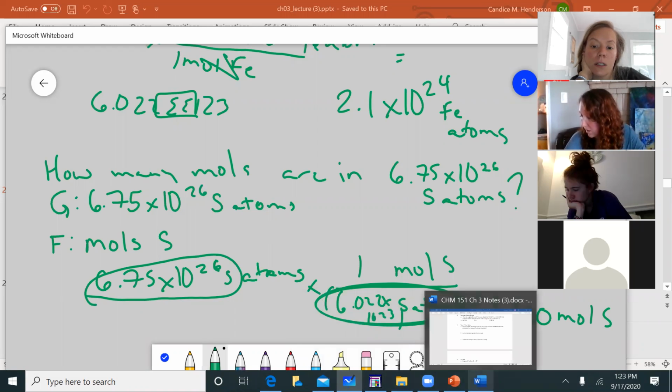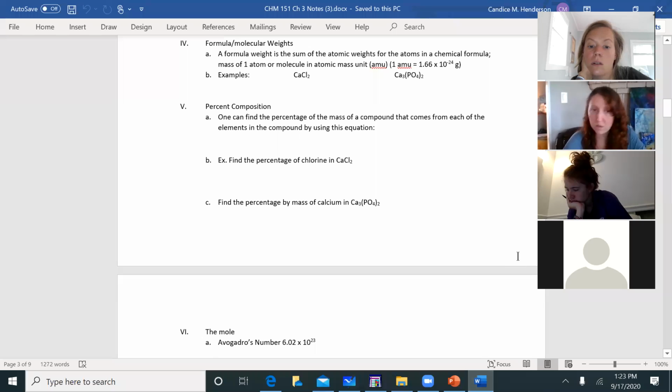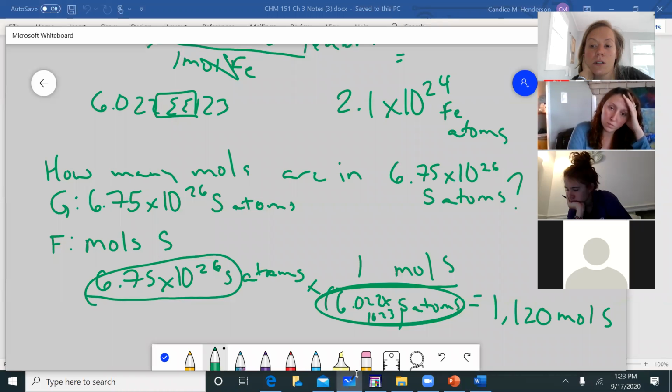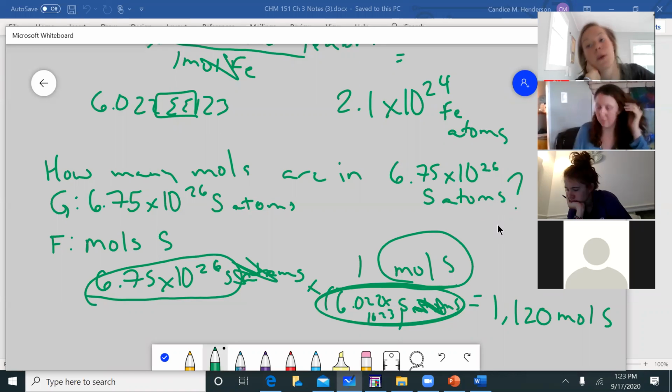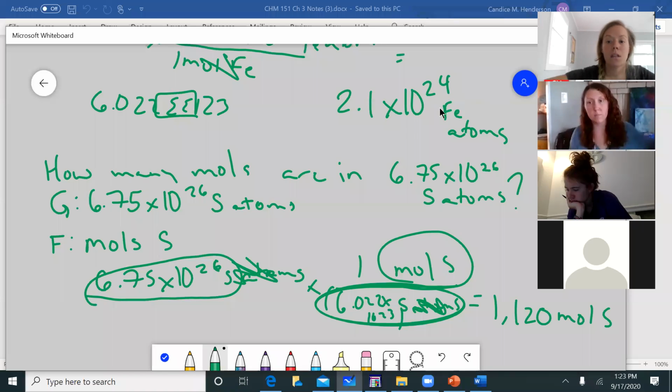Going back to our handout. Sorry, can I ask a question about that? Of course. Do you say moles of sulfur or just atoms of sulfur? Because you took the moles out. No, in this one we took the atoms out. Oh, we did. All right. We started with atoms, we got rid of atoms, and we moved towards moles. In the last problem, we went the other way. I see. Okay. Thank you.